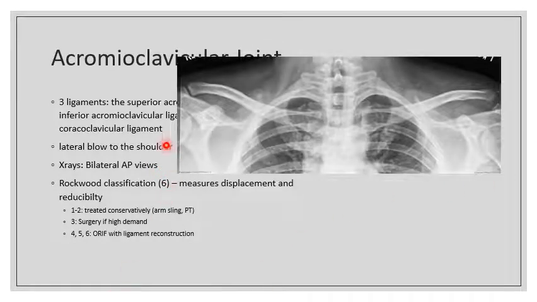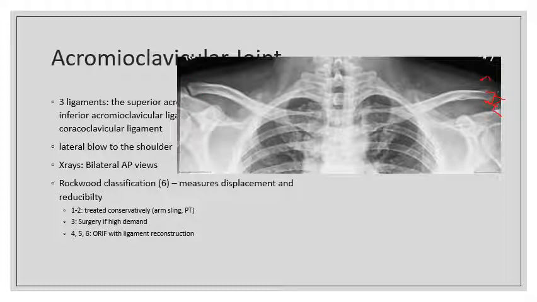So in this case, you can see the normal relationship as compared to this one, where this clavicle is somewhat going up as compared with the relationship to the acromion.